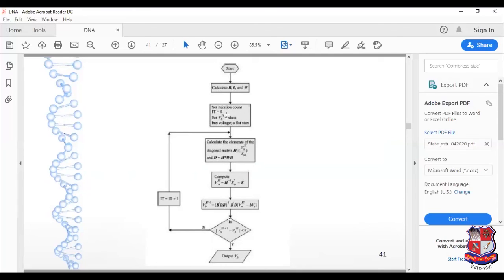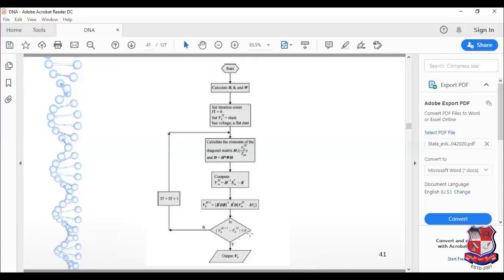Now, initially, the iteration count will be 0. Calculate the values of H and D. H is equal to VB into ZP divided by ZPK, and D is equal to H transpose W into H. Then compute the bus voltages, that is H inverse into Sm minus K, and then sort out this equation by substituting the values of Bs and Bm only. If that is less than our tolerance limit, it is okay. But if it is greater than our tolerance limit, then we have to increase the iteration count.